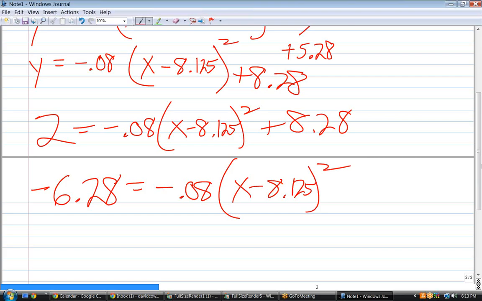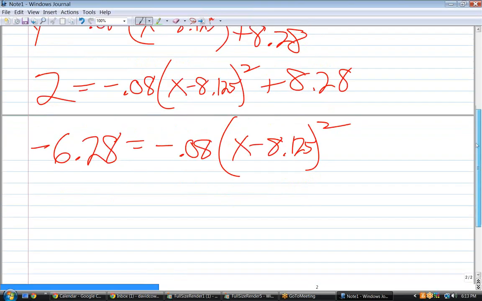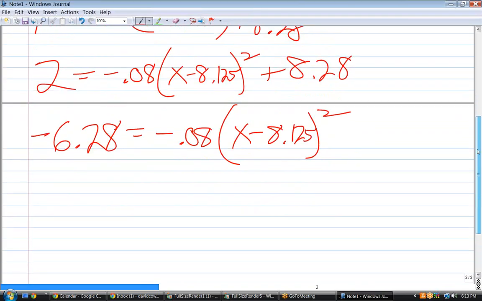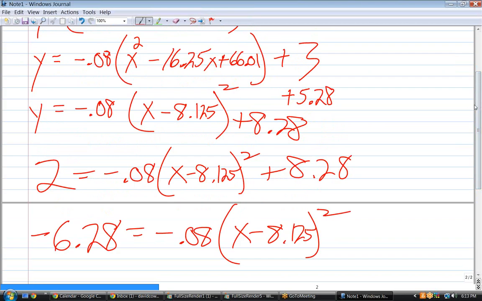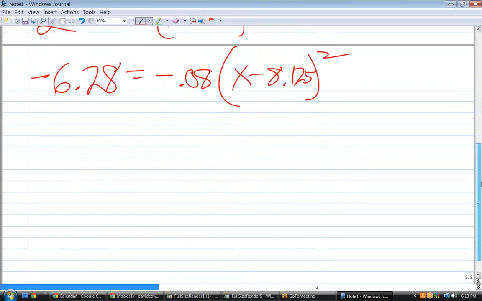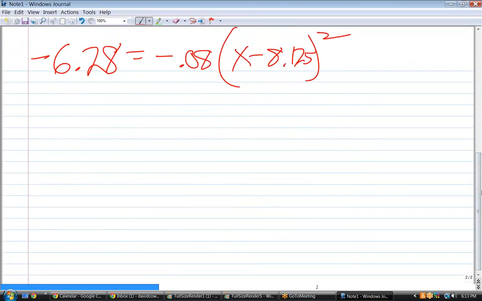Now what? Where did you get... Wasn't it supposed to be plus... Oh, never mind. I wrote that wrong. Okay. So now we're down to this step. We're trying to solve this equation for x. So what's the next thing I need to do?